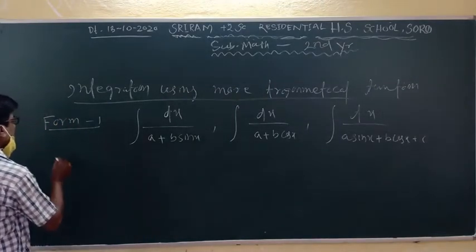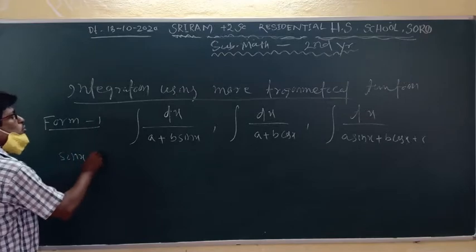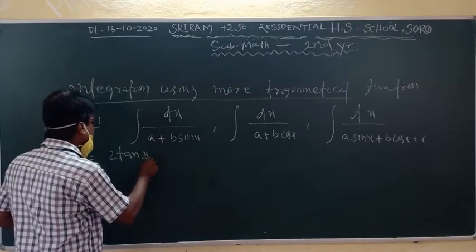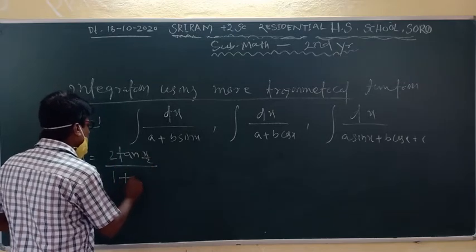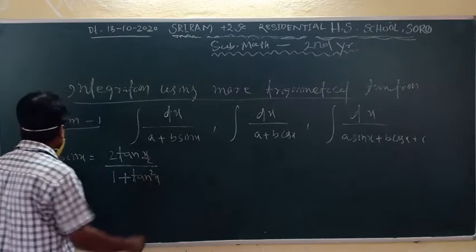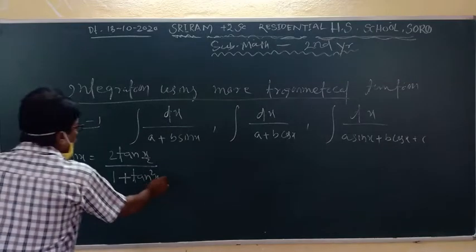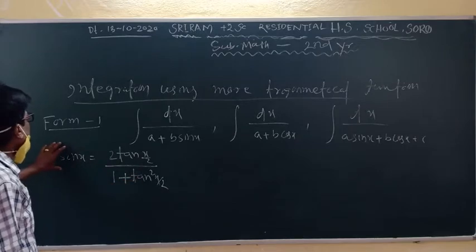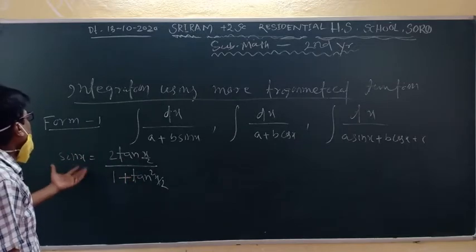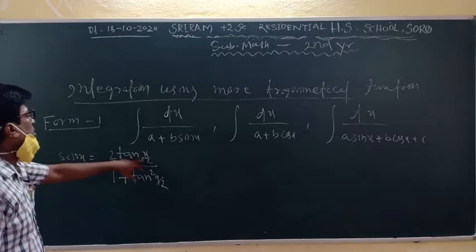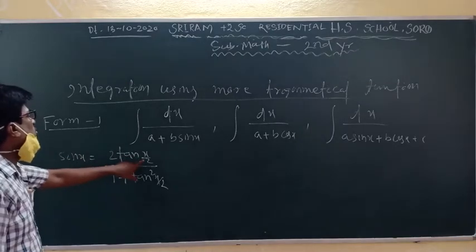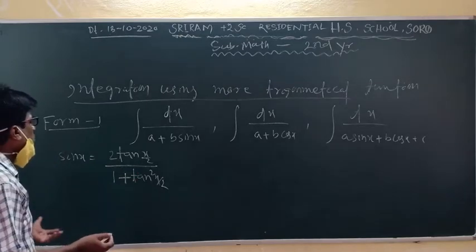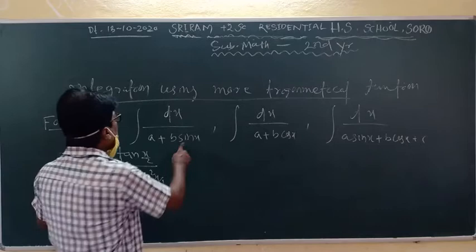For sin x, you put the value, you know the formula, 2 tan x by 2 divided by 1 plus tan square x by 2. That is the sin 2x formula in tan form. Here there is x, so we use x by 2; if it is 2x, then you put x. So sin x is equal to 2 tan x by 2 divided by 1 plus tan square x by 2, particularly for sin x.